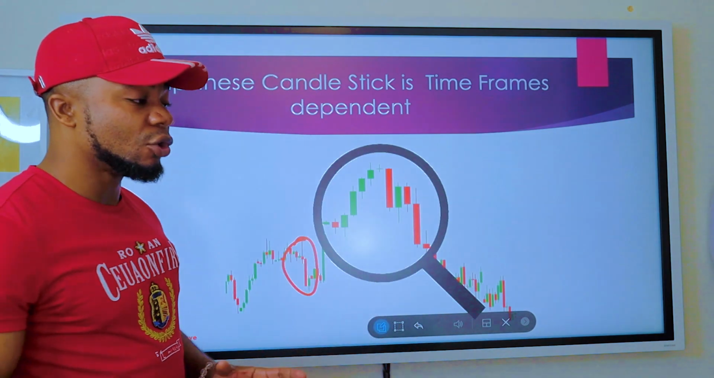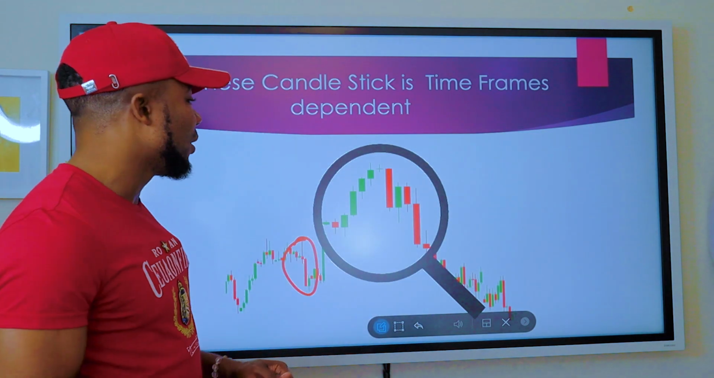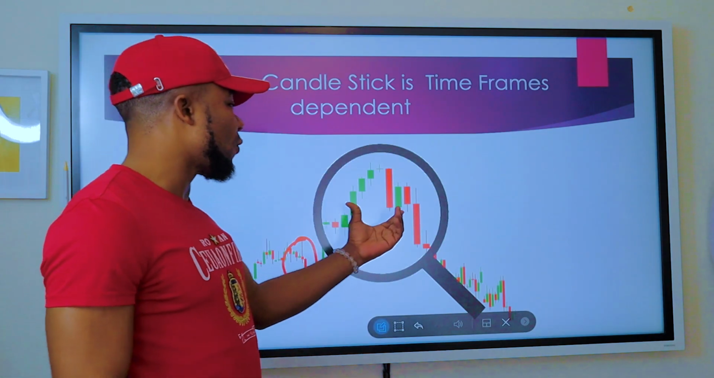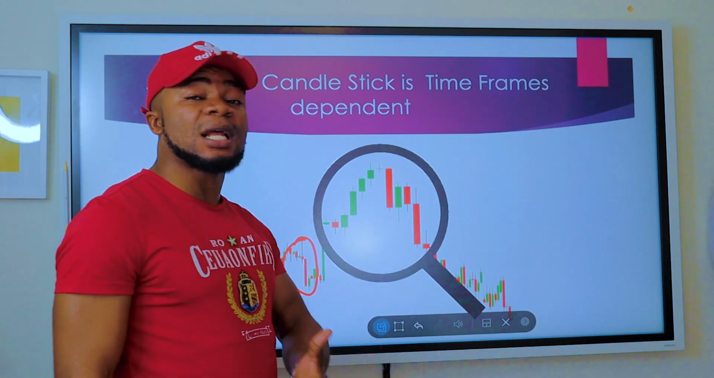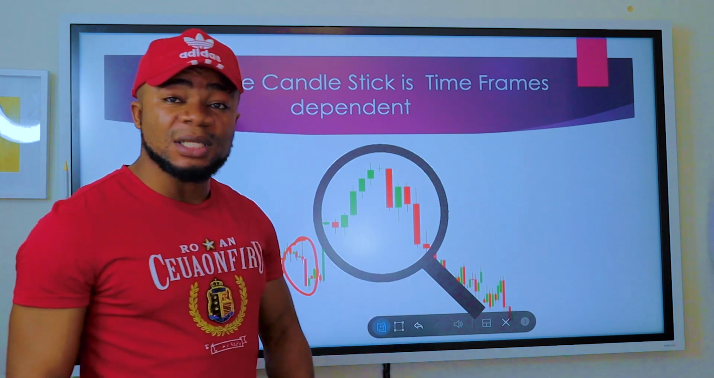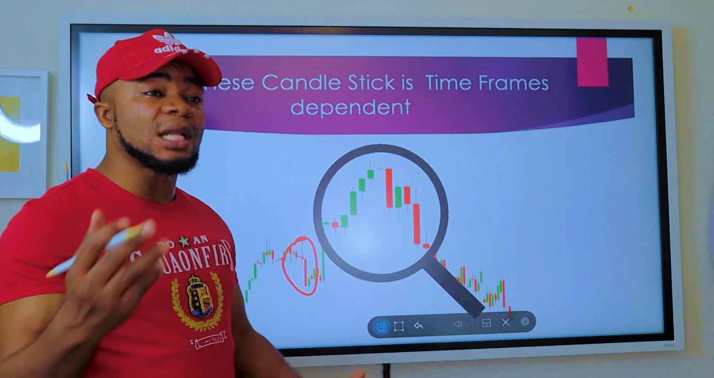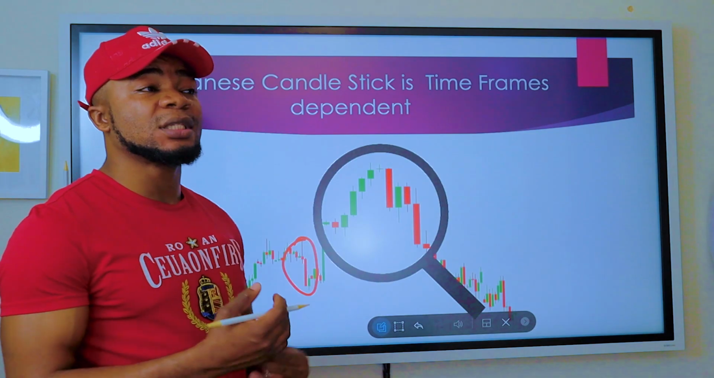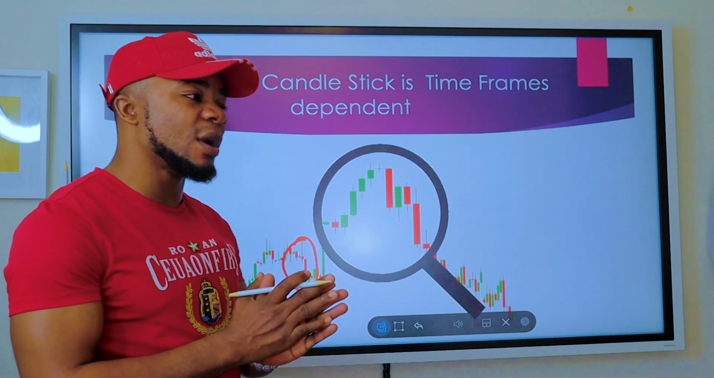Don't get confused. Don't generate your signal with a 4-hour time frame, which is showing you an engulfing candle that is telling you to buy. Then you go down to a 1-hour time frame, the trend is completely telling you to sell, or the trend is completely telling you that the market is sideways. So stick to one time frame.